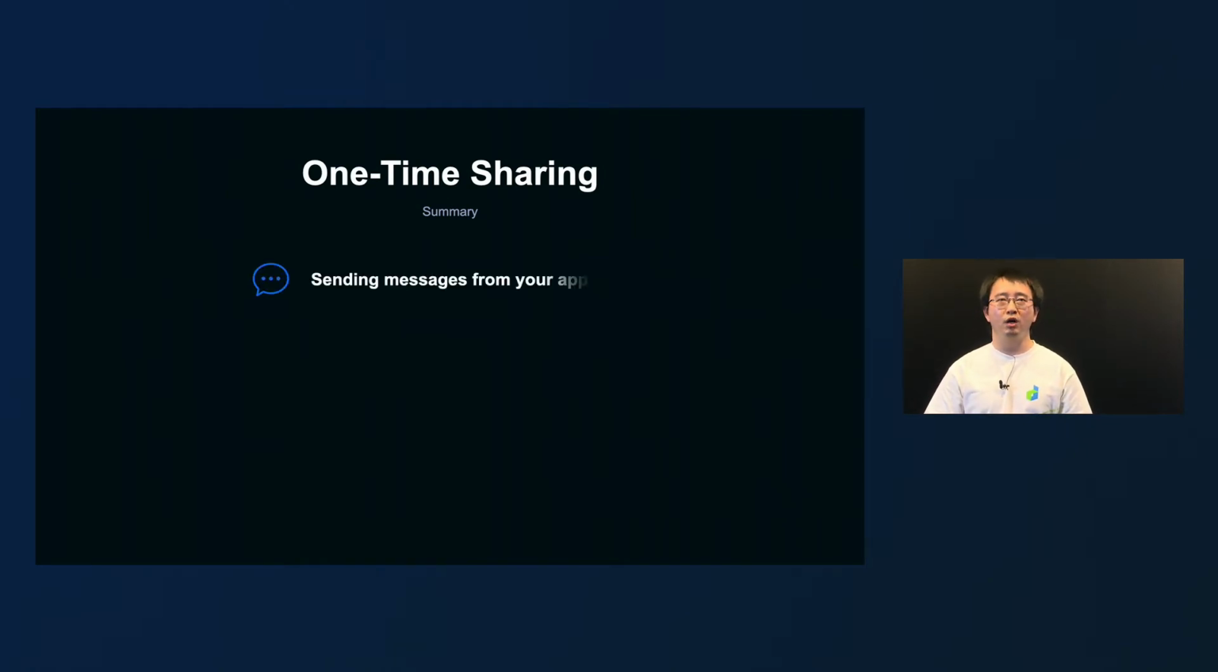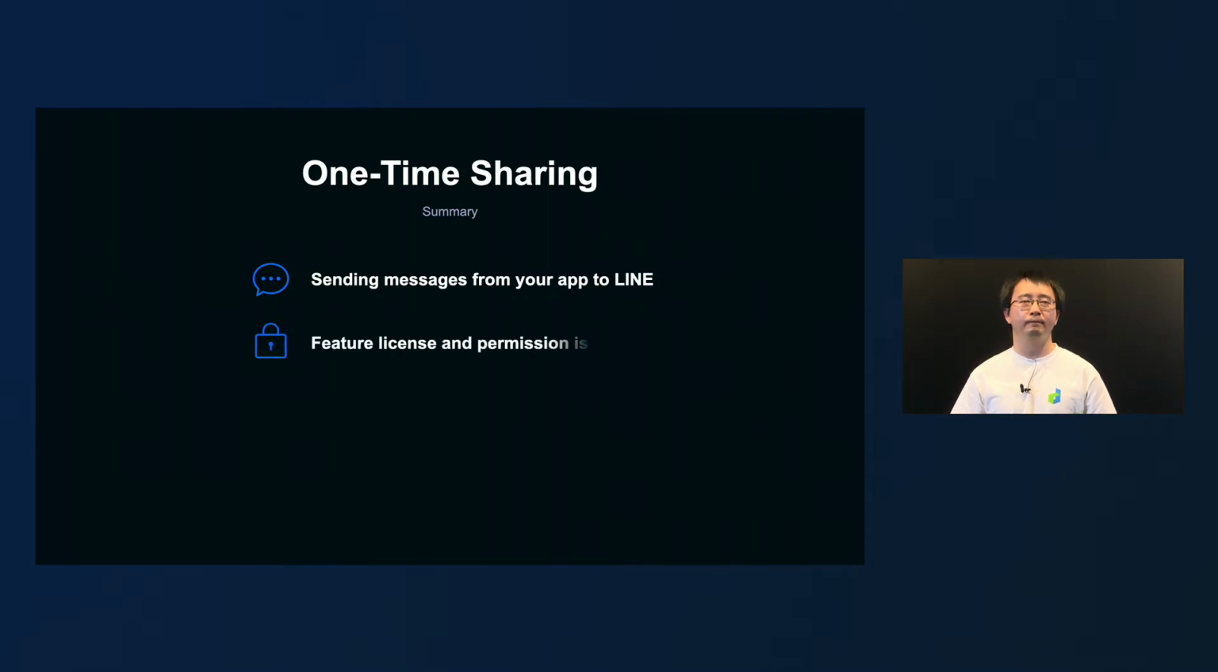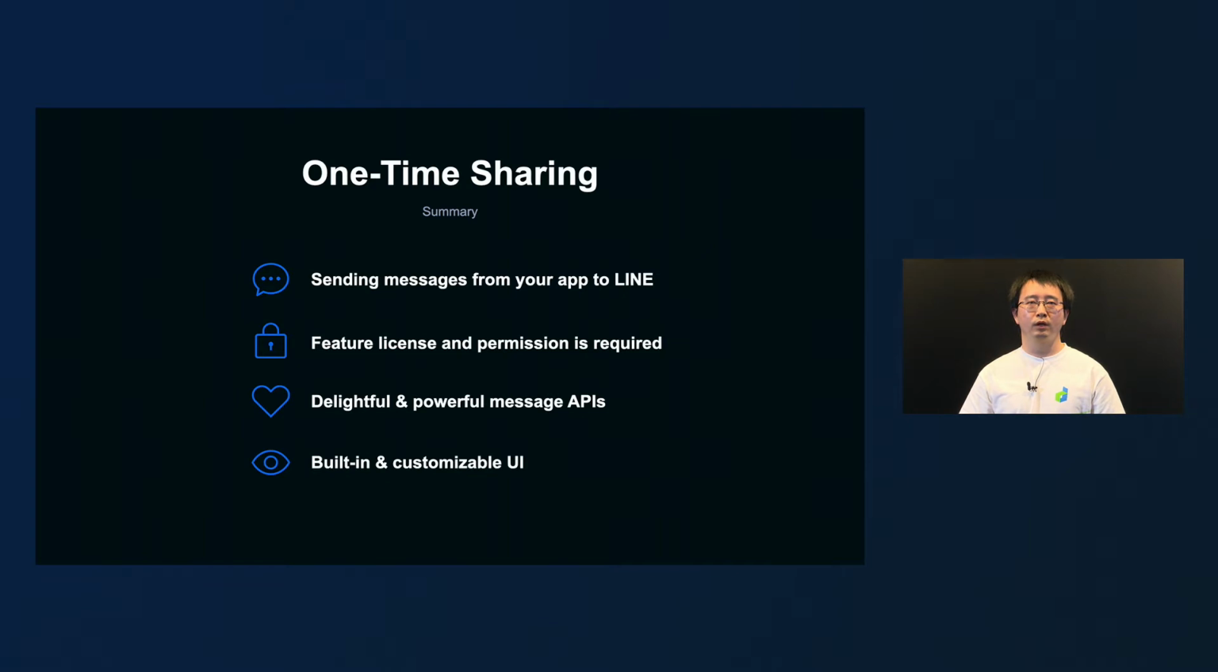Summary of the one-time sharing. First is sending messages from your app to Line. You need to apply for the new feature license and permissions, and it provides delightful and powerful message APIs. Finally, built-in and customizable UI.